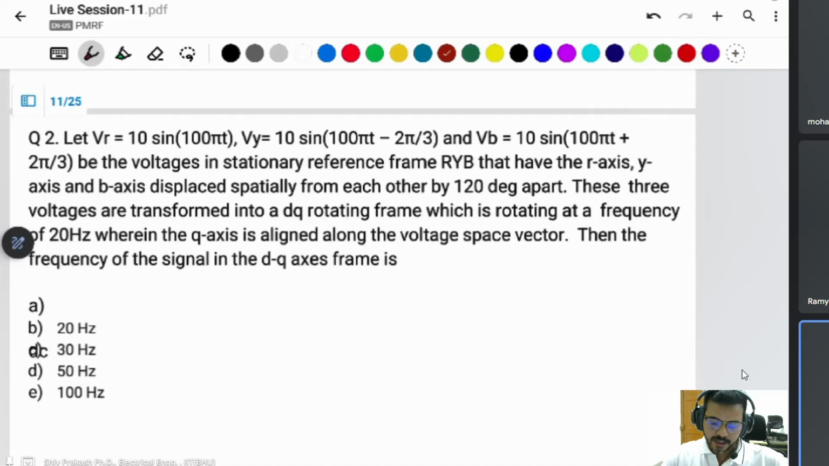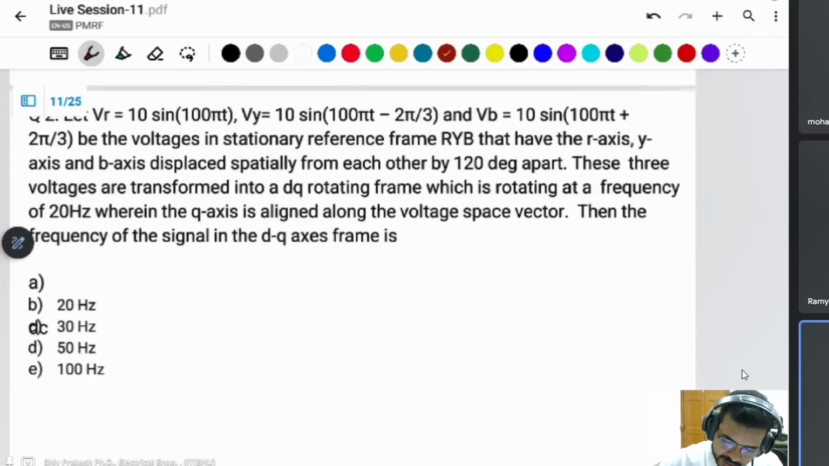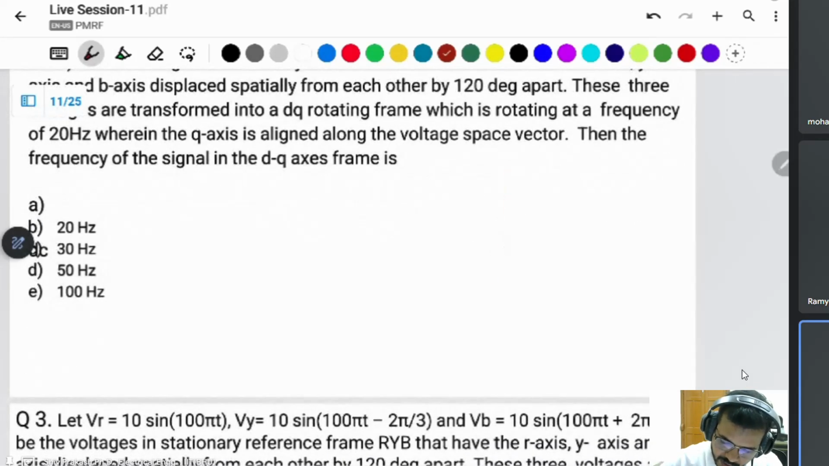It is asking about the frequency in the DQ axis frame. It means omega t. If you find omega t, then you can compare both and find the frequency. Yeah, same thing. The D axis and Q axis calculations are both the same, taking 90 degrees apart only.